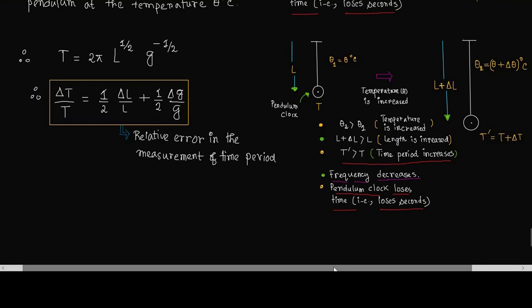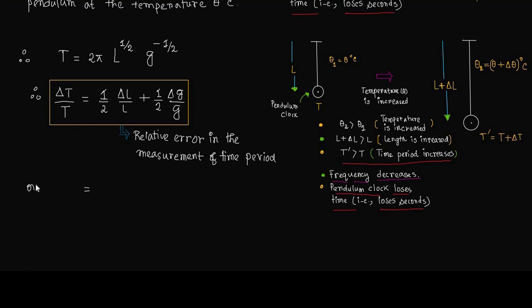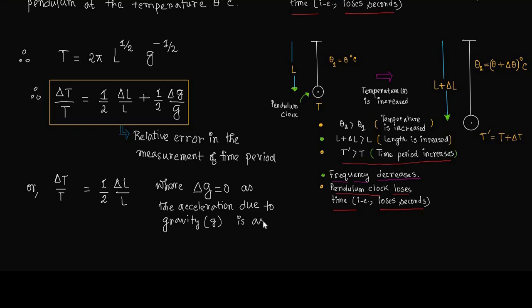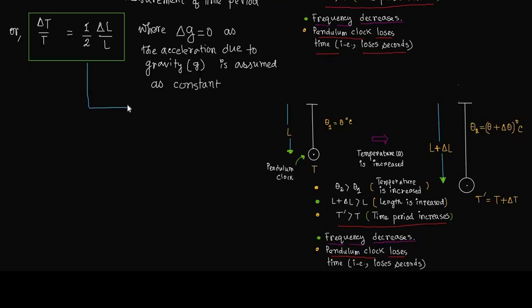Relative error in the measurement of time period of the pendulum, delta T by T, is equal to half delta L by L, where delta g is equal to 0, as the acceleration due to gravity, small g, is constant or is assumed as constant. Delta T by T is equal to half delta L by L, which is equation 1.